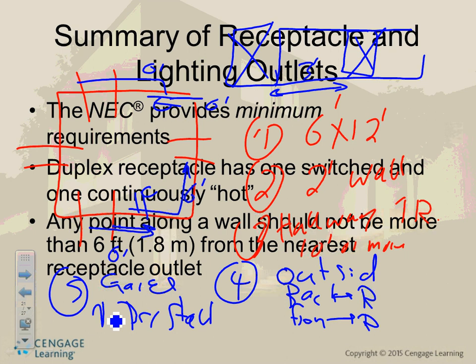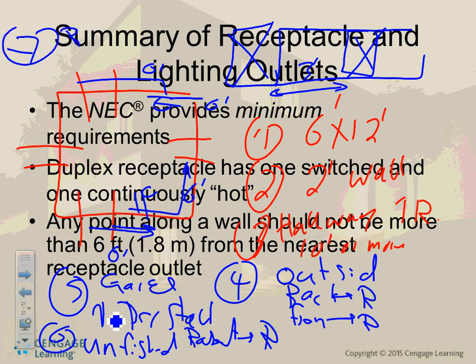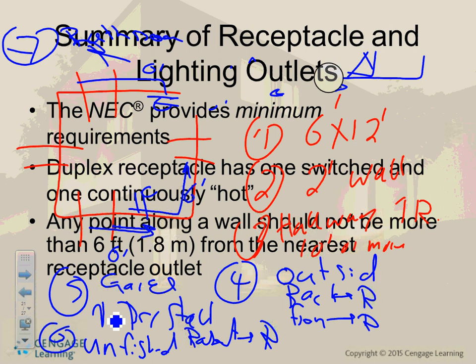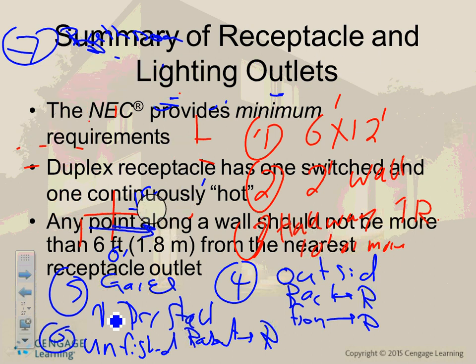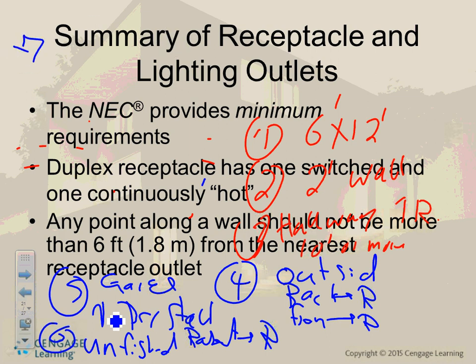Six, unfinished basement. How many? One receptacle for an unfinished basement. Seven, bathroom. How many? One receptacle for the bathroom. Eight, laundry area. Running out of space. Laundry, one receptacle.